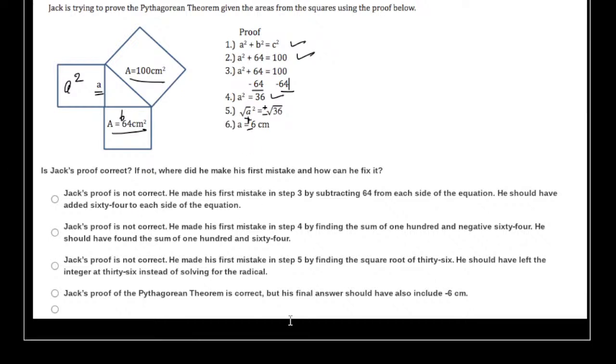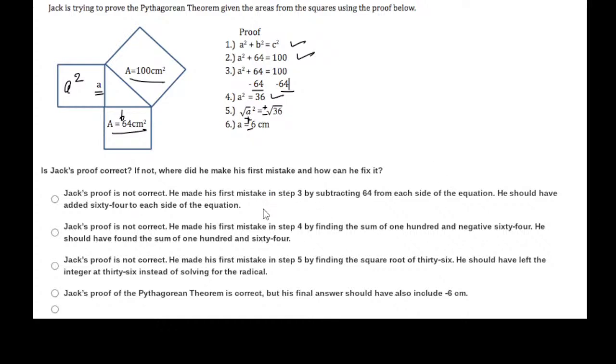Now, is Jack's proof correct? If not, where did he make his first mistake and how can he fix it? So the first option given is: Jack's proof is not correct. He made his first mistake in step number 3 by subtracting 64 from a side of the equation. Now that is not correct. Actually, subtracting 64 is right. If I consider step number 2 is correct, then in step number 3 I should subtract 64. He should have added 64, so that is wrong.